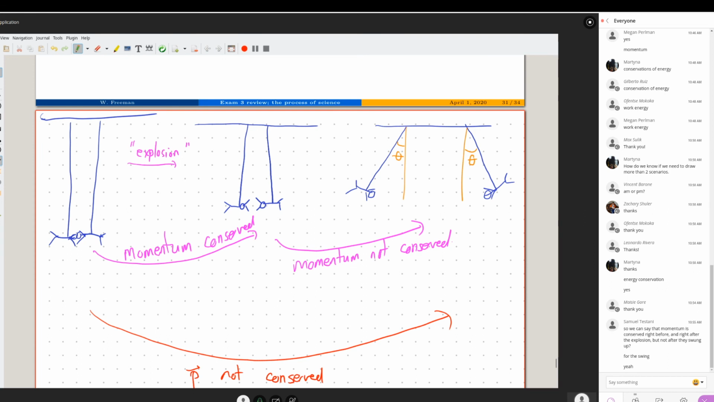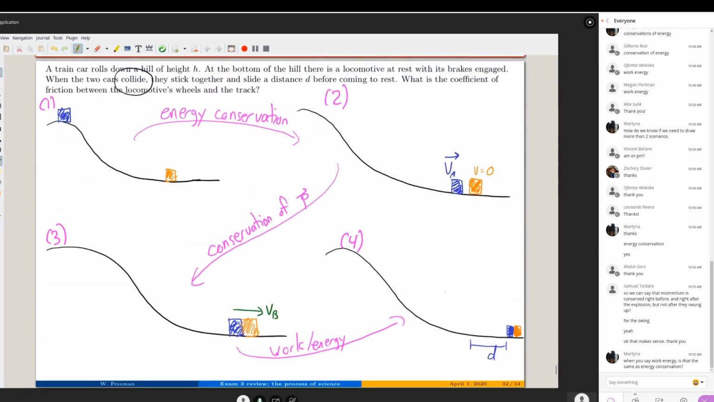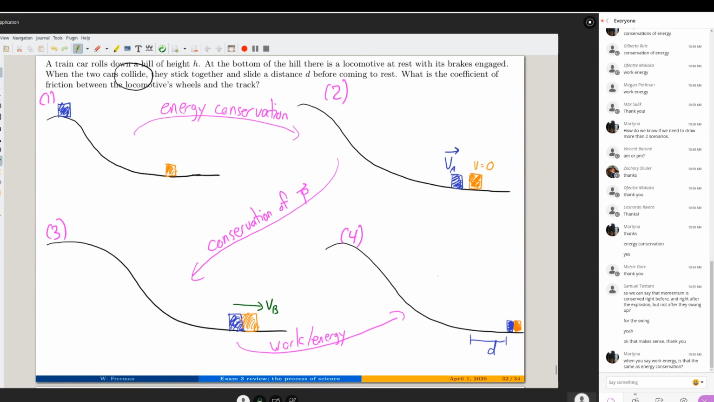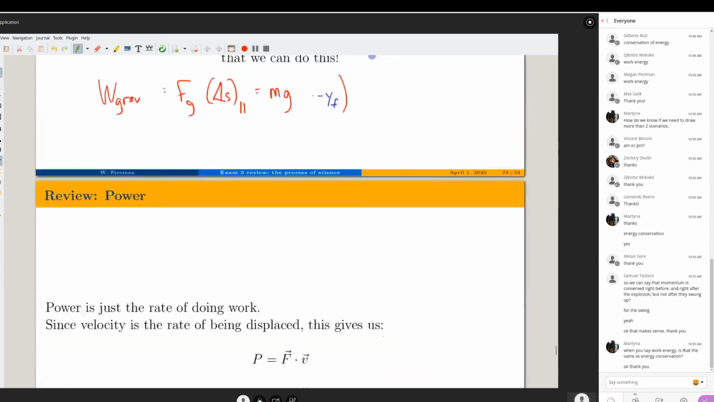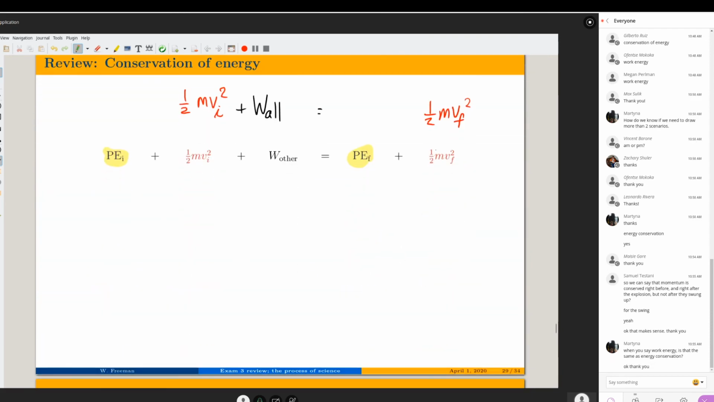All right, I have to hop into the other Blackboard Collaborate session to run that class. Yes, Martina, when I say work energy, remember, the work energy theorem is just another expression of energy conservation. That was the idea from here, right? This is the work energy theorem without thinking about potential energy, but with potential energy, it's equivalent.